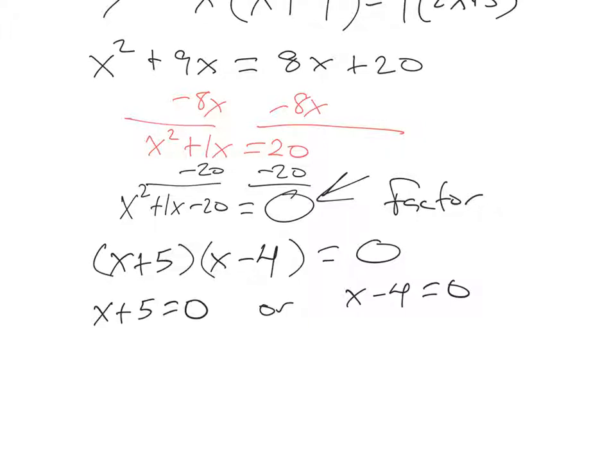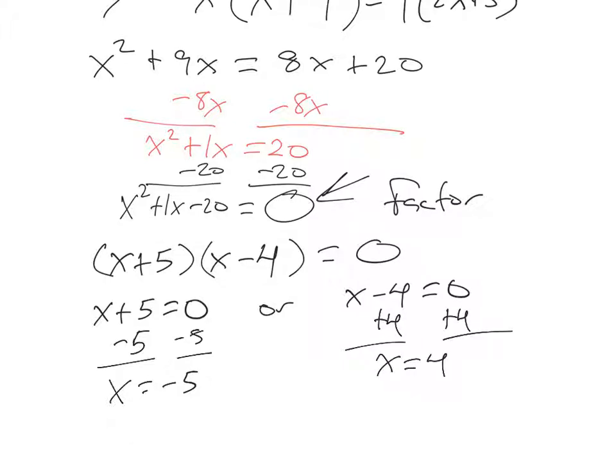All right. So now what do we do when we have this part? This is the nice part. Good. Now we just solve. This is the nicest part of the problem. So minus 5, minus 5, so we get x equals negative 5, plus 4, plus 4, x equals 4. So here we end up with how many possible answers? 2. So we're going to put them in our set. The smallest number first, then the second number right there.